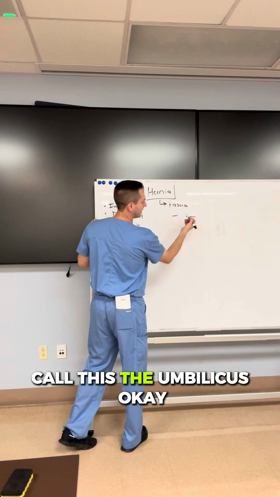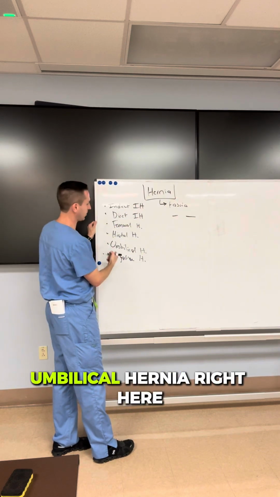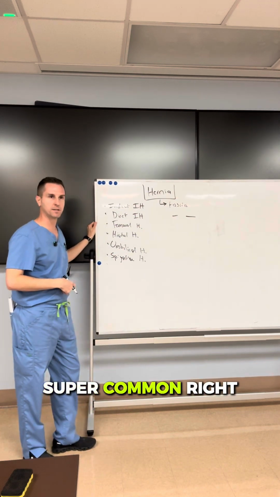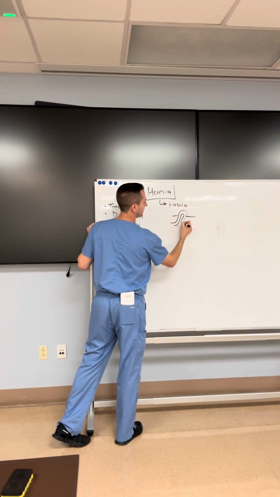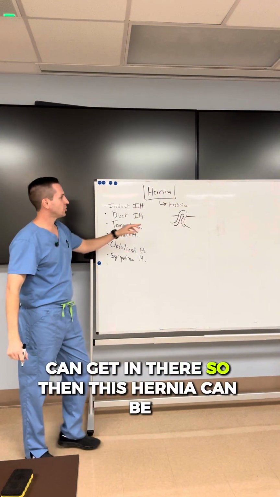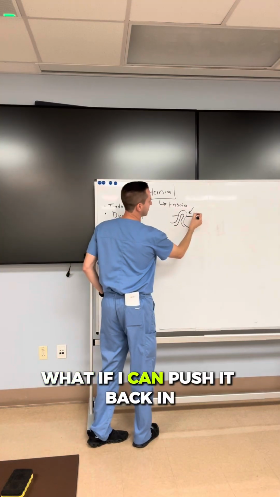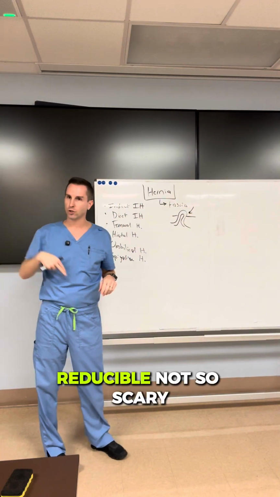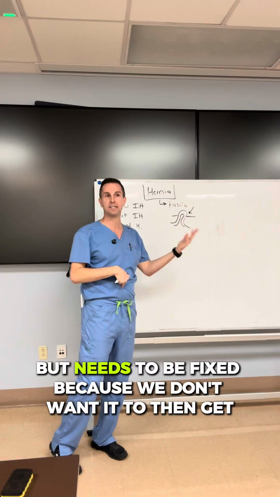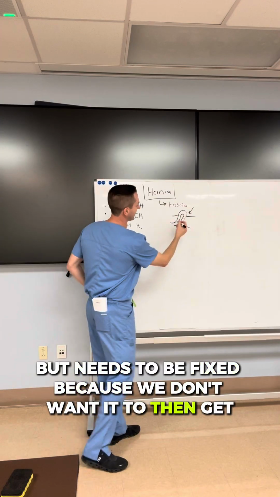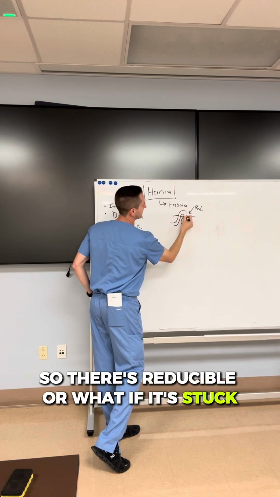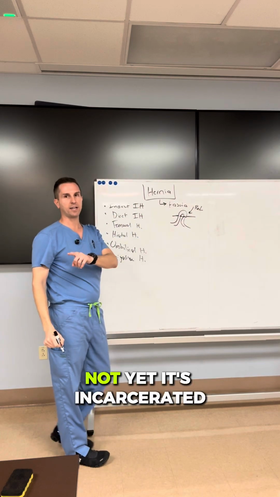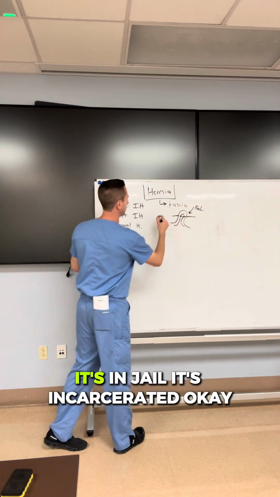So there's a defect somewhere. Call this the umbilicus, okay? Umbilical hernia, right here, super common, right? And the issue is a loop of bowel can get in there. So then this hernia can be what if I can push it back in? Reducible, not so scary, but needs to be fixed. Or what if it's stuck? Not yet. It's incarcerated. It's in jail.